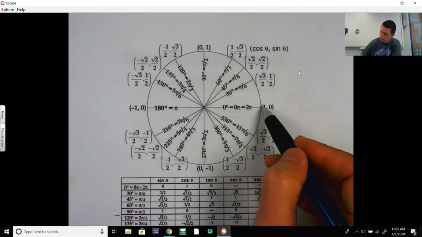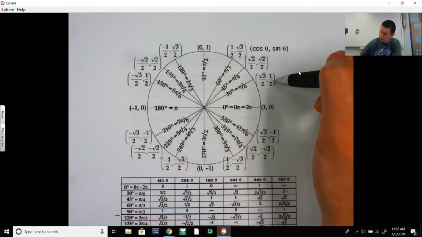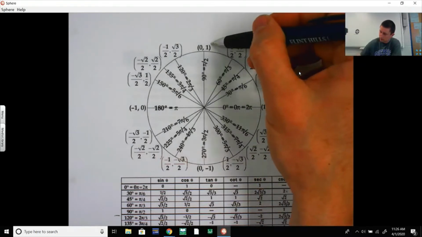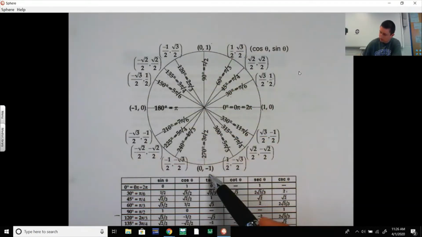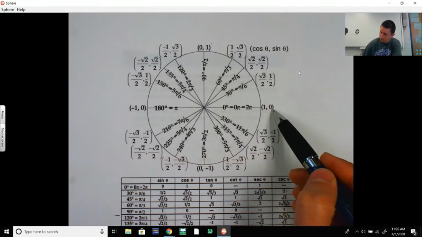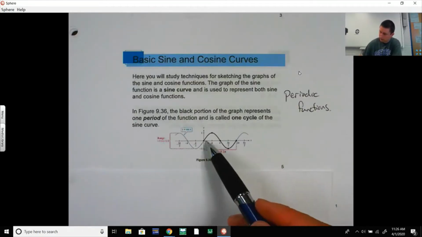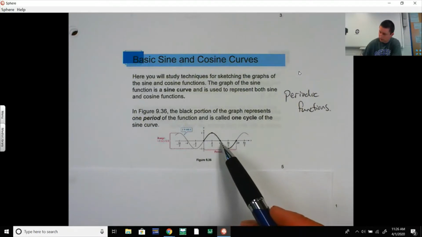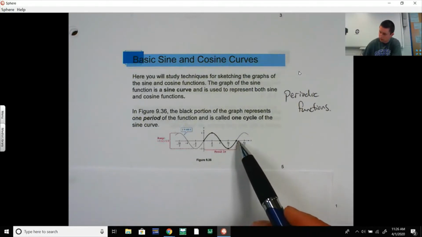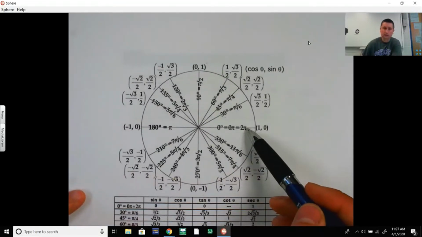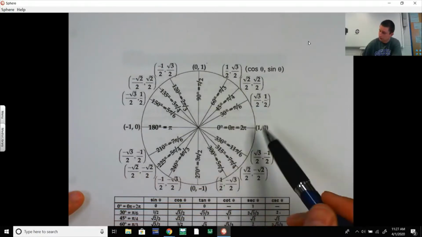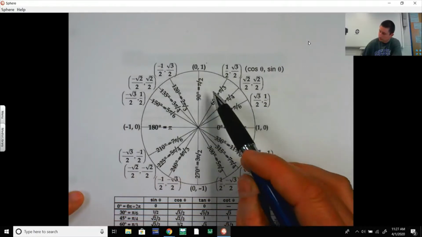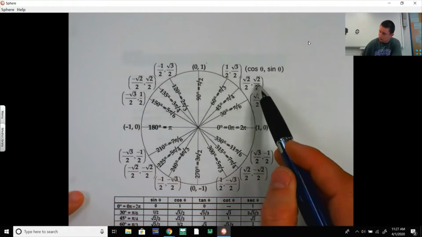So you start at 0, and if you're looking at your y values, you are increasing to 1, and then you start coming back down to 0. You're going negative to -1, and then you're coming back up to 0. Remember, look at the y values on the graph. And then when you get past 2 pi to bigger things, 13 pi over 6, 9 pi over 4, 7 pi over 3, 5 pi over 2, then you just start repeating these y values again.